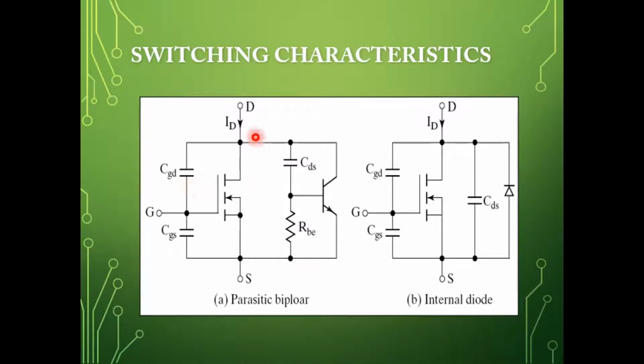So in this diagram, you can observe that we have an enhancement type MOSFET which is represented, and there are parasitic capacitances CGD, CGS and CDS. CGD is the parasitic capacitance between gate and drain. CGS is the parasitic capacitance between gate and source. CDS is the parasitic capacitance between the drain and source.